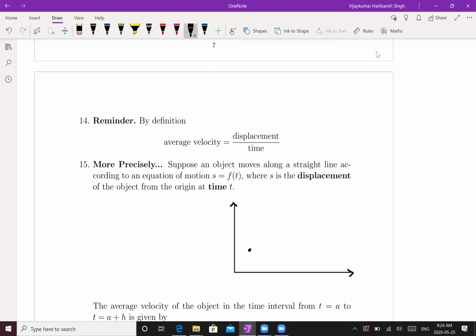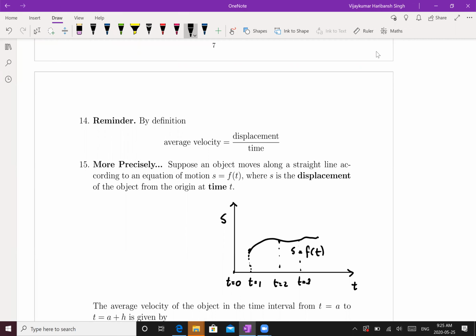Say the particle is moving along a straight line according to the equation s equals f of t. So you are given s equals f of t. This is your t, this is your s axis, and this is how the particle is moving, right? Suppose this is at time t equals 0, this is time t equals 1 hour, t equals 2 hours, t equals 3 hours, and so on.